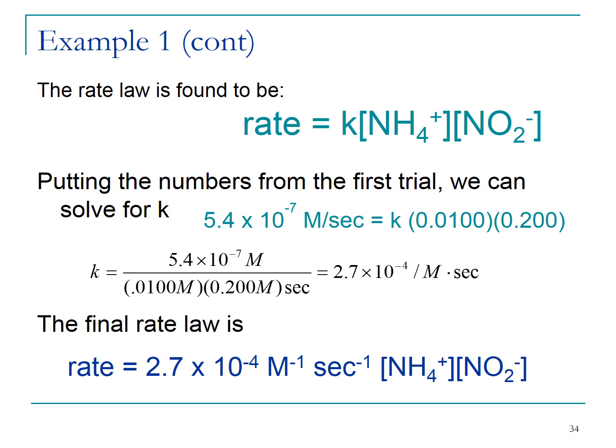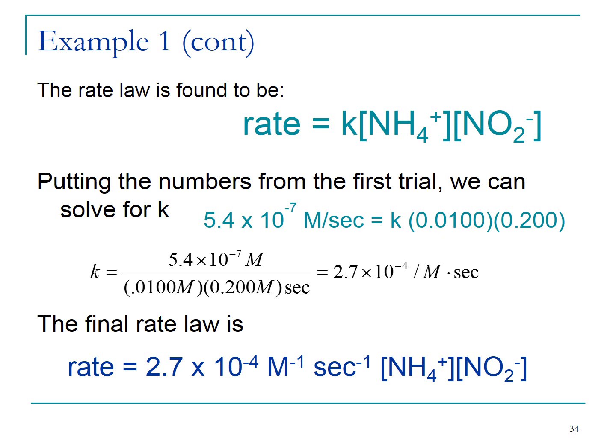Now we can go back and actually plug numbers into this equation to find what the value for K is. So you can see here that if you take the first row, 5.4 times 10 to the minus 7th molar per second is the rate. K is what we're trying to find. The concentration for that trial is 0.01 for NH4 and 0.2 for NO2. So you plug those numbers in, you solve for K, and notice that the units, one of the molarities cancel, and so our units are inverse molarity, inverse seconds. And so K equals 2.7 times 10 to the minus 4th.